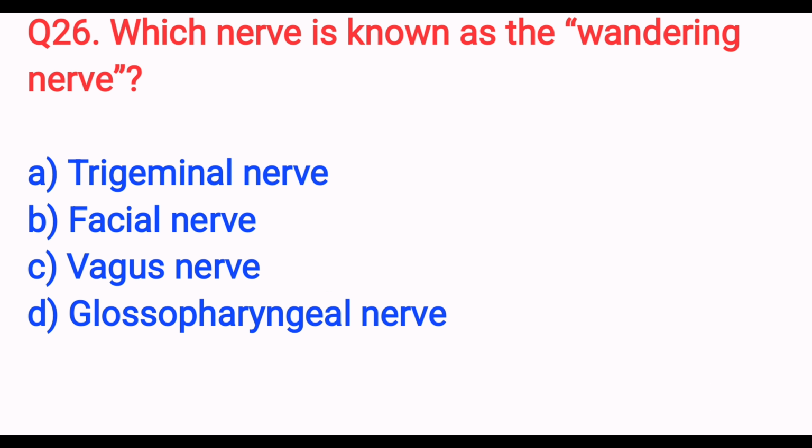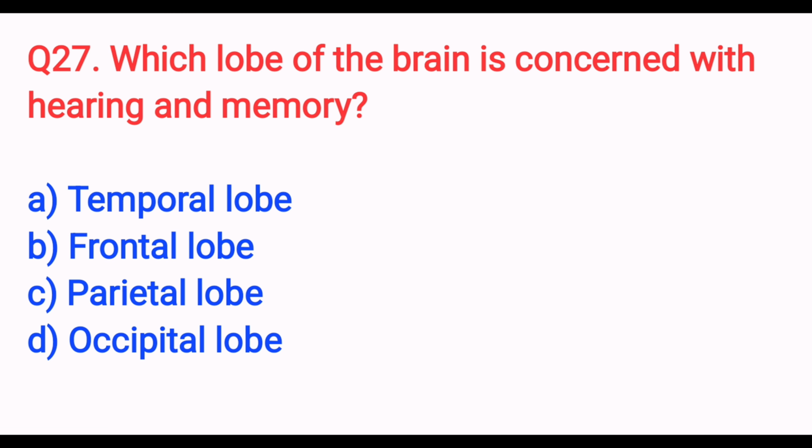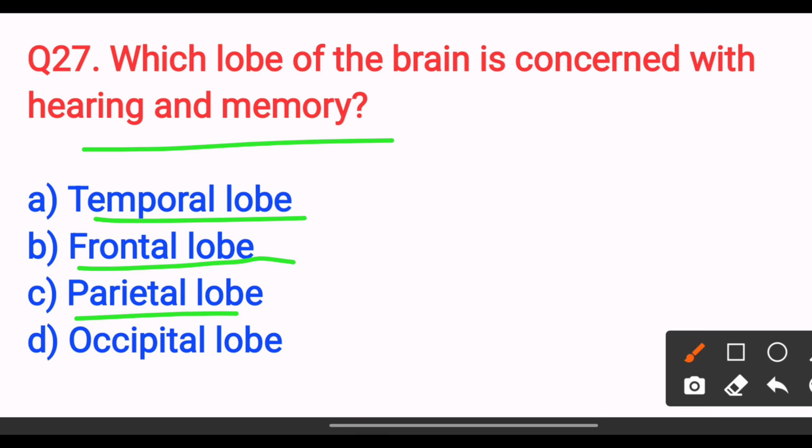Next, which lobe of the brain is concerned with hearing and memory? Option A, temporal lobe. Option B, frontal lobe. Option C, parietal lobe. Option D, occipital lobe. The answer is option A, temporal lobe. Temporal lobe processes auditory signals and memory function.